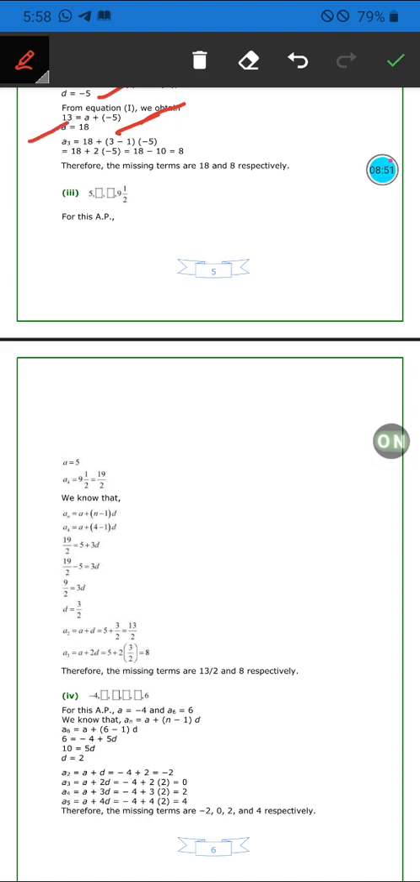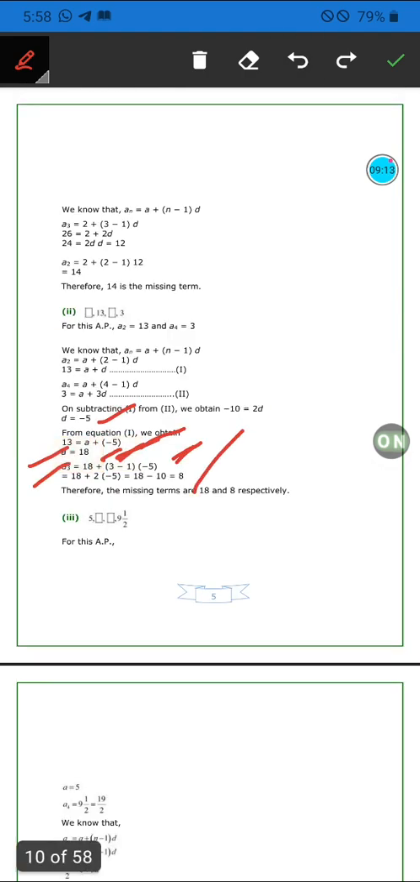Next A3. A3 becomes 18 plus (3 minus 1) into minus 5. D value is minus 5, n value is 3, and A value, we just found, is 18. So put all these values here, and we can easily get the answer. So A3 is 8.